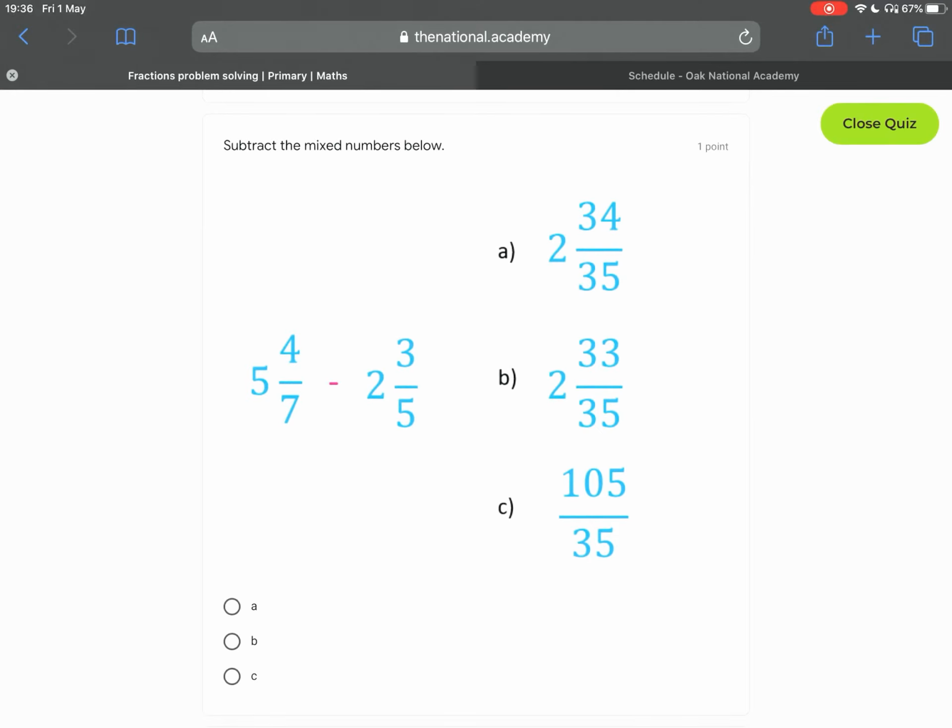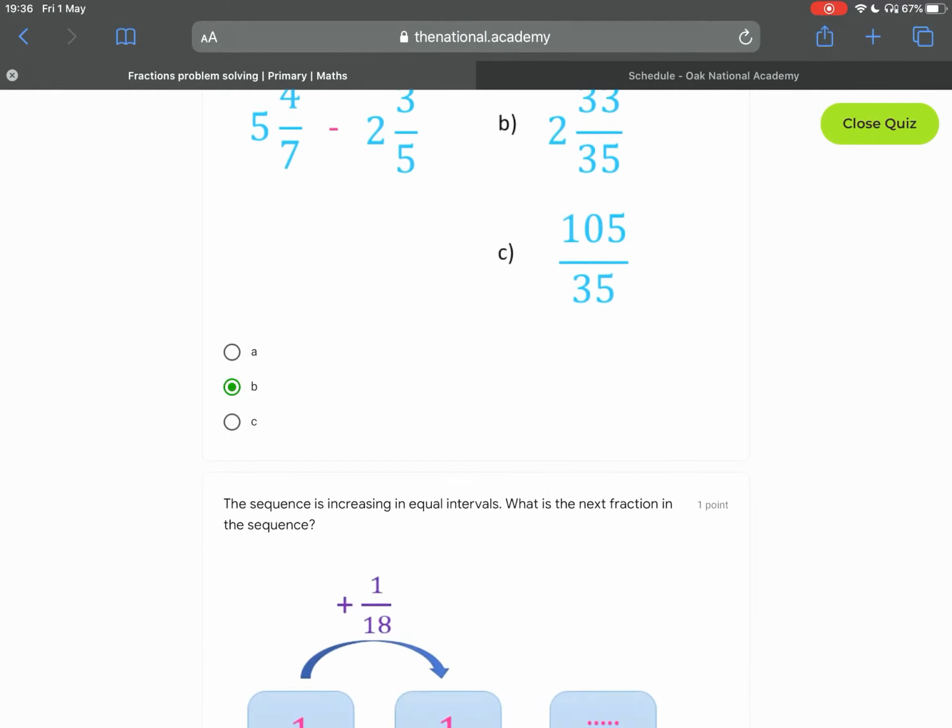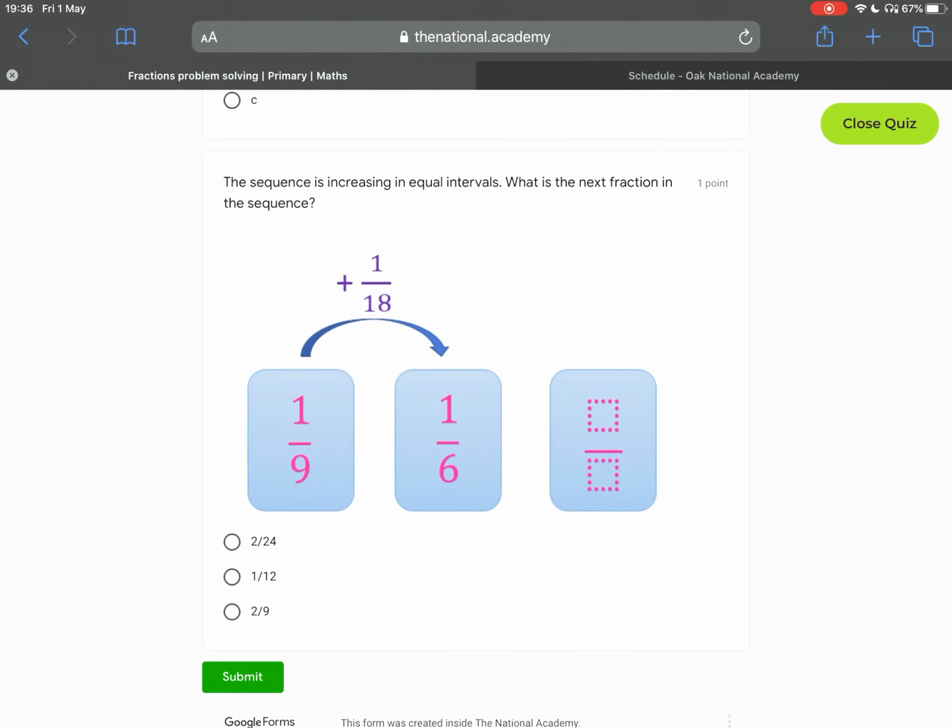This one would be, let's check this. Let's do this. That would make, let's see, that would be B. The sequence is increasing in equal intervals. What is the next fraction in this sequence? That would be 2/9.